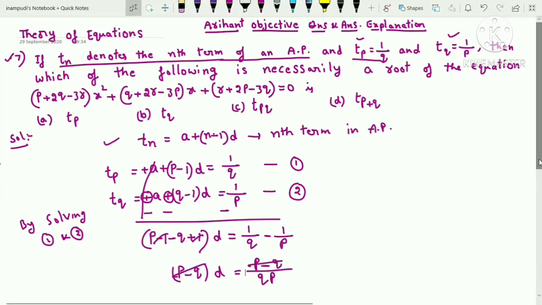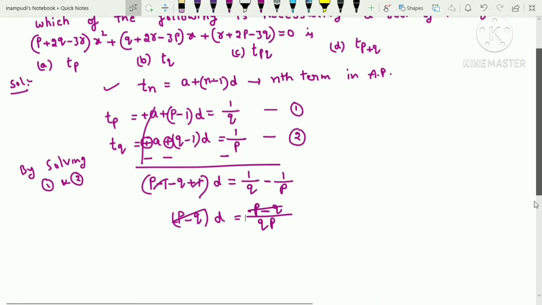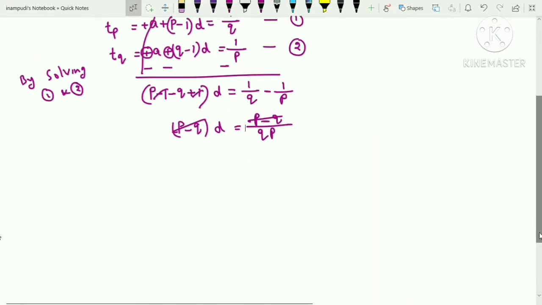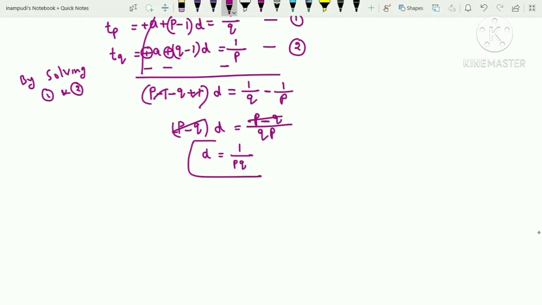Next, it becomes d is equal to 1 by pq. This is the value of d.